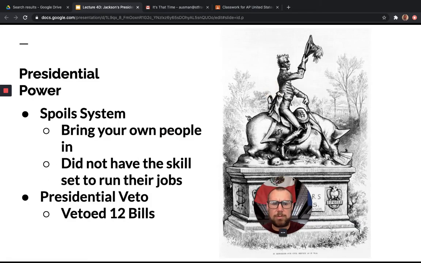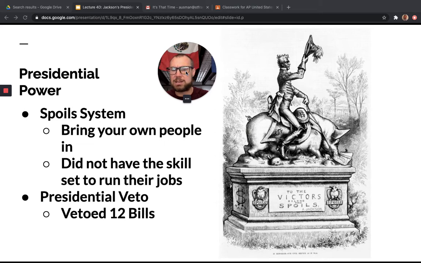The first thing we must look at is his presidential power. One of the first things he said was a sign of our democratic process was the spoils system. Basically, bringing in your own people, getting rid of those people before. Remember, he's anti-establishment. He wants to drain the swamp. And so he is a big proponent of hiring based on loyalty to your party and firing those who are unloyal. He also believed in a rotation in office.